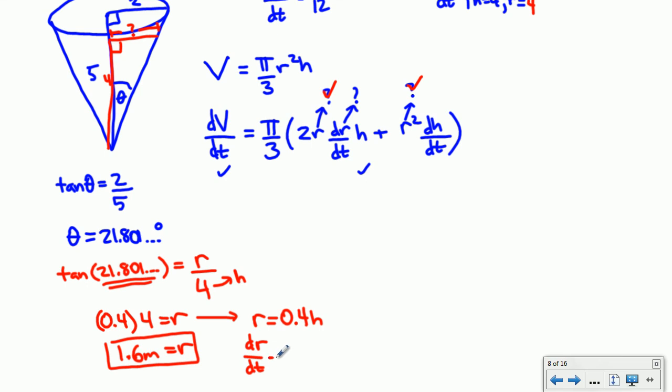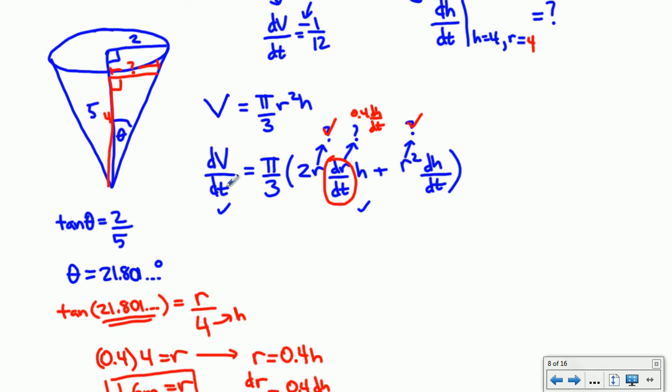So if we take the derivative with respect to time of both sides of this equation, we get dh/dt in there. So everywhere I see a dr/dt in this equation, which will eventually allow me to solve for dh/dt, I can just put a 0.4 dh/dt in its place. Alright, so at this point we know all the elements that we need. We have these constants, we have radius, we have dr/dt, we know what h is, that's 4, and now we just need to figure out what dh/dt is.